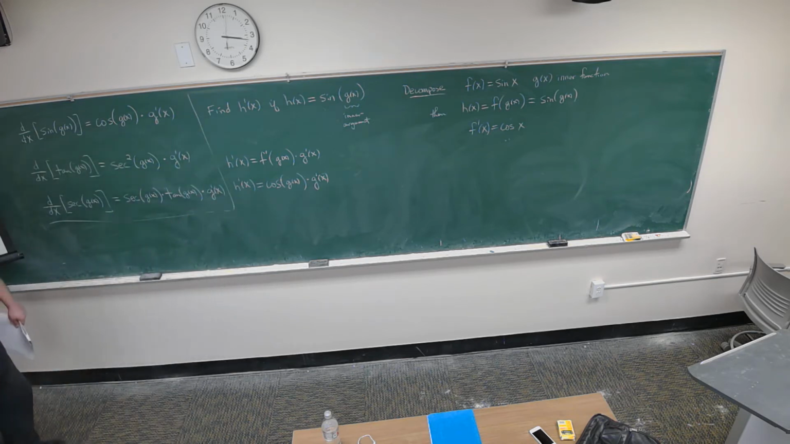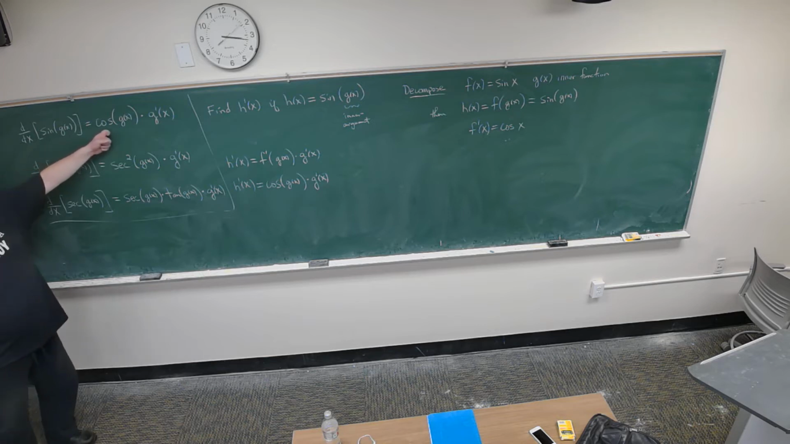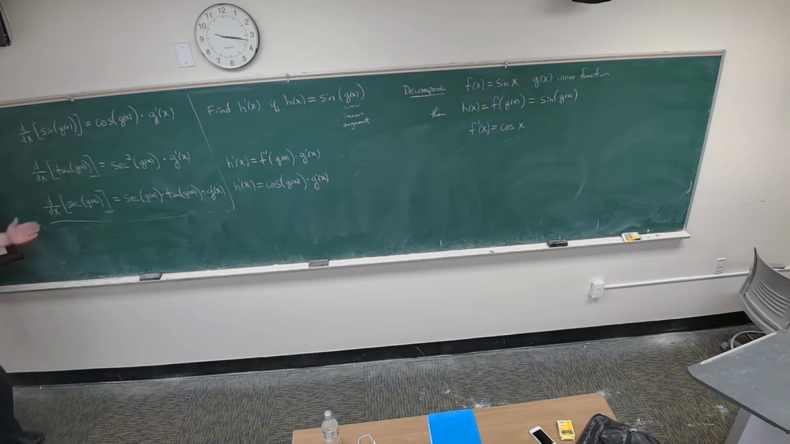And the other ones follow the same pattern. So the derivative of cosine of g of x equals minus, because the derivative of cosine is minus sine. So we'll have minus sine g of x times g prime of x. So you get the same pattern. Any questions on that?